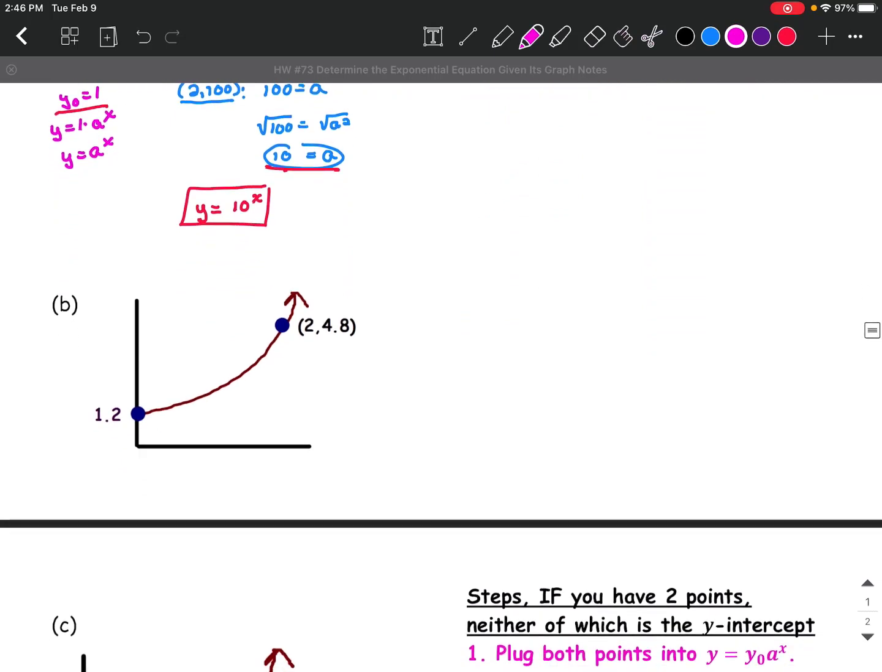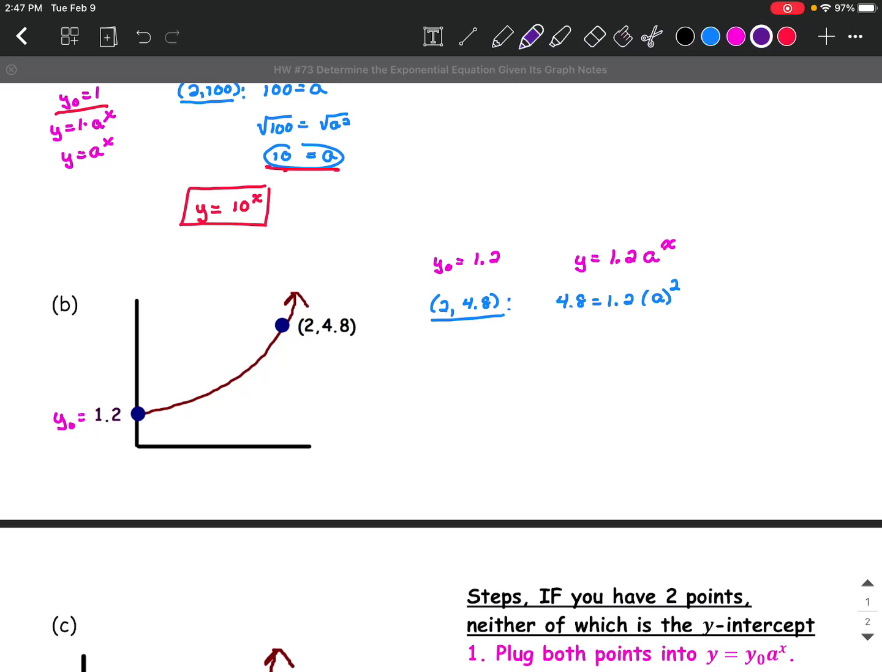So here's another one. We have the y-intercept. There it is. So our y-intercept, or the initial value, is 1.2. So that means right now our equation is y equals 1.2 times the growth factor a raised to the x. Now we do have the point 2, 4.8 is also on this curve. So I'm going to plug the 4.8 in for y. I don't know my growth factor. And my x is 2.